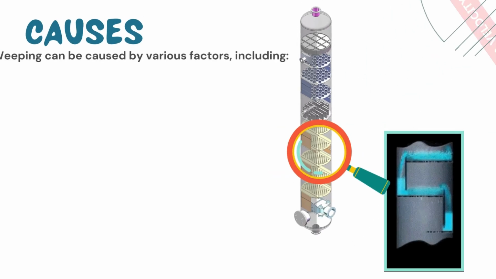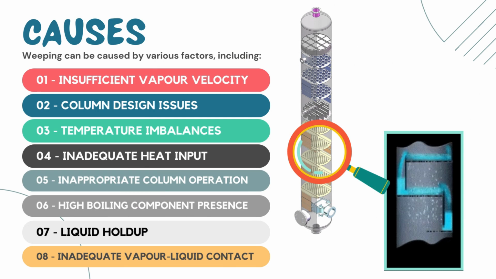Now guys, particularly in this video, we would be focusing on the factors which cause weeping in a distillation column. So guys, the first factor which causes weeping in a distillation column is insufficient vapor velocity. Guys, if the vapor velocity in the column is too low, it may not effectively carry the vapor to the condenser, and this can result in the condensation of vapor within the column and it leads to weeping.